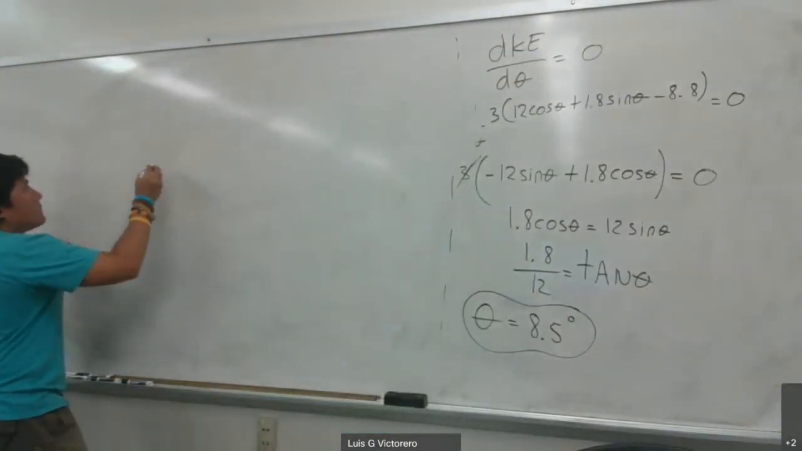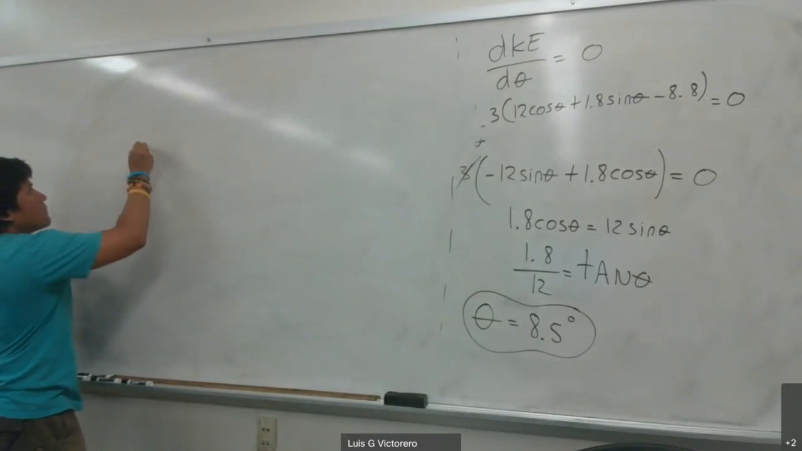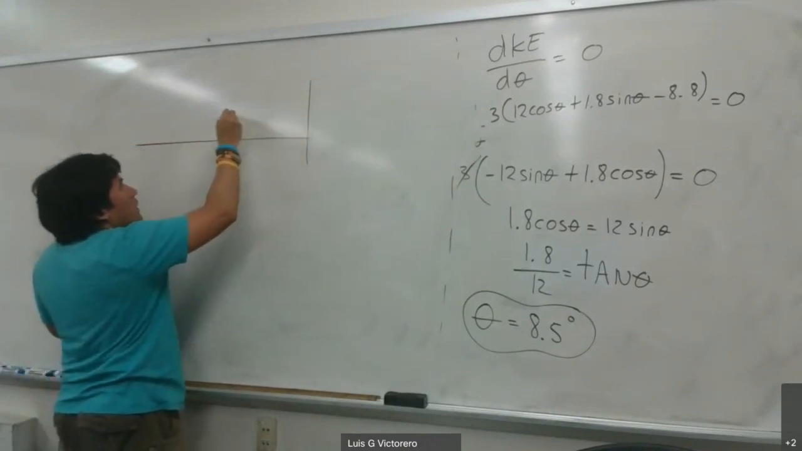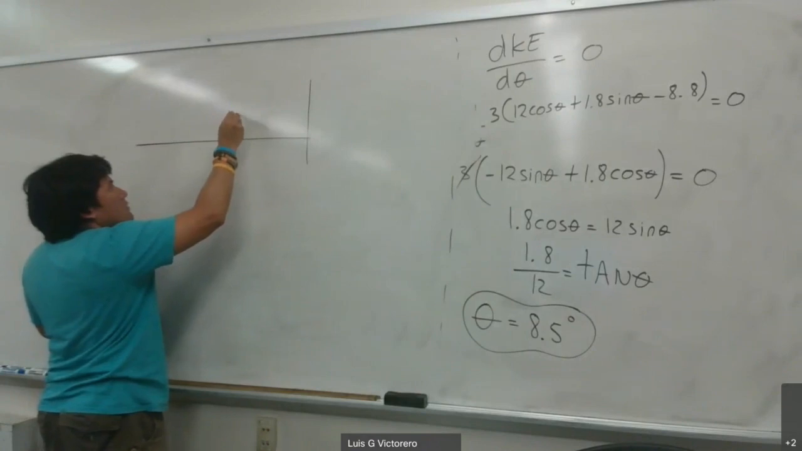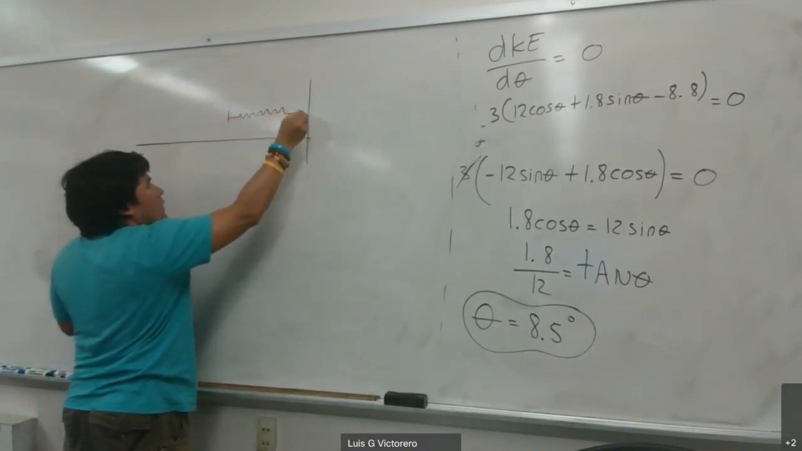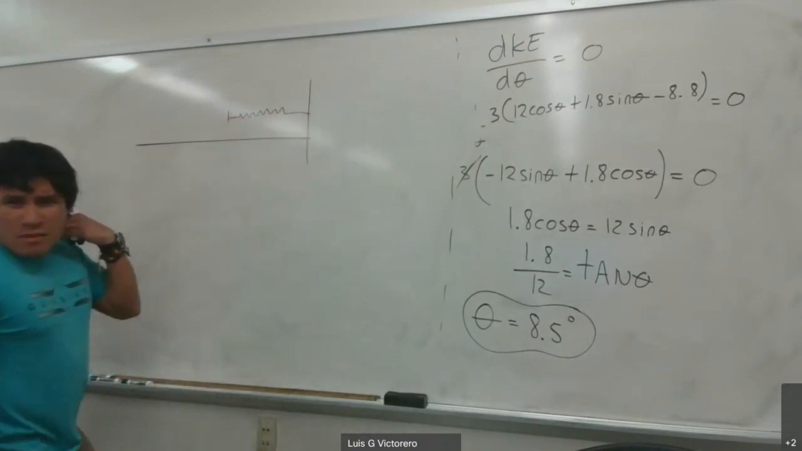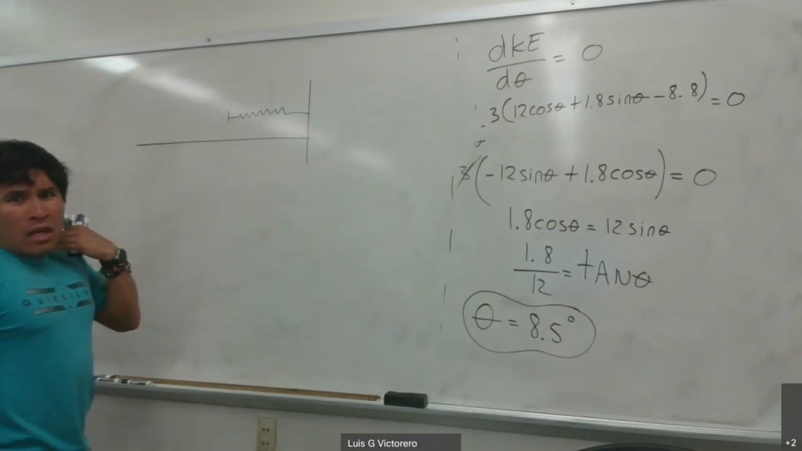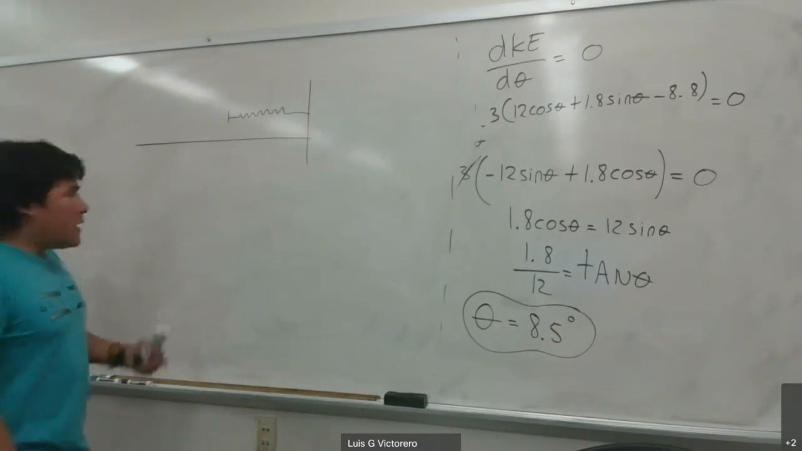A mass going towards a spring that is attached there, and the mass has some velocity of 1.2 meters per second and is 0.8 kilograms.